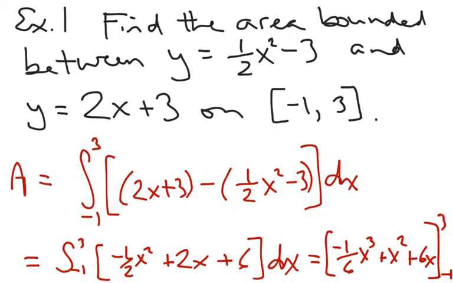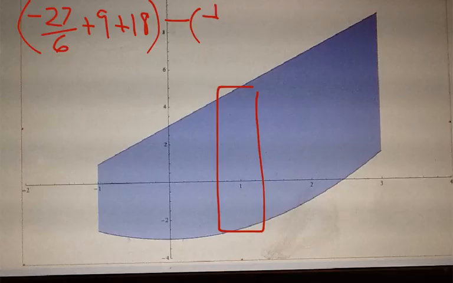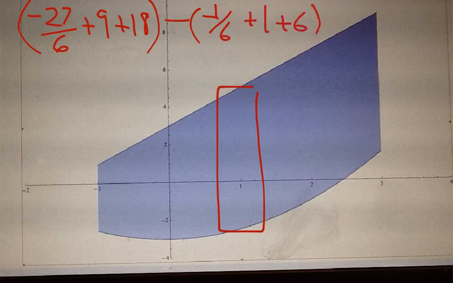What happens when I plug in 1? When I plug in 1, I get negative 1/6 plus 1 plus 6. So negative 1/6 plus 1 plus 6. And so let me see here. If I distribute the minus sign, I get a positive 1/6 and a negative 27/6, which makes negative 26/6.